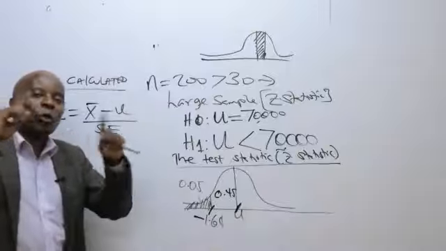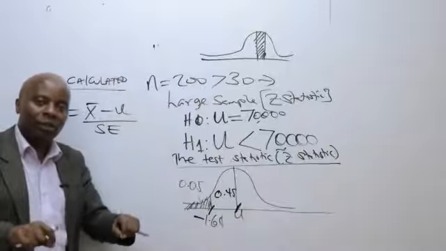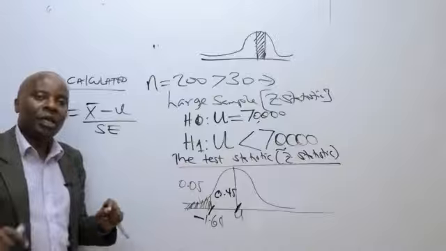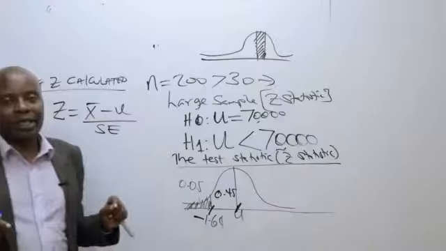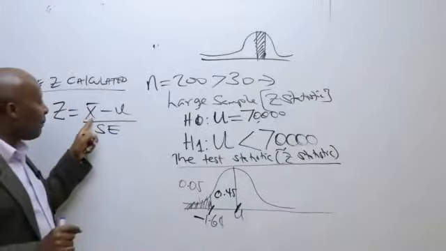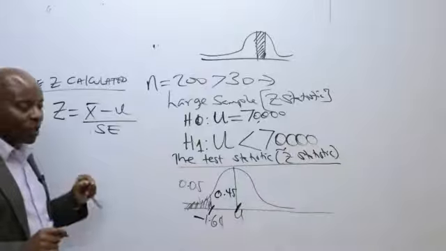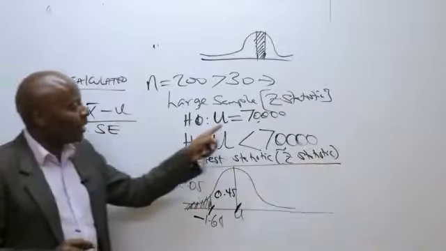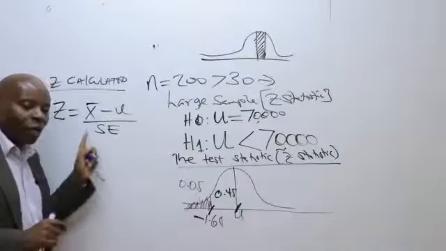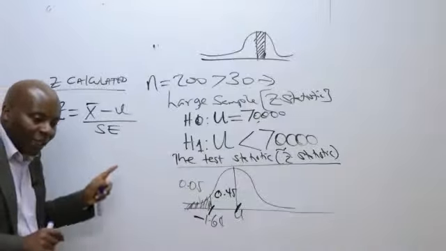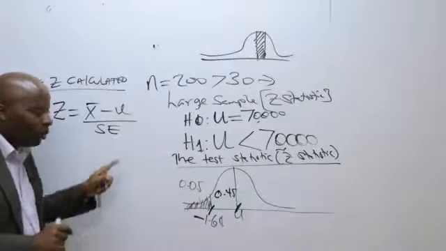And out of the 200 accounts she was able to sample, she got a mean receipt of 66,000. So the sample mean is 66,000, and the population mean is 70,000. But what about the standard error? What will I do to be able to get the standard error?